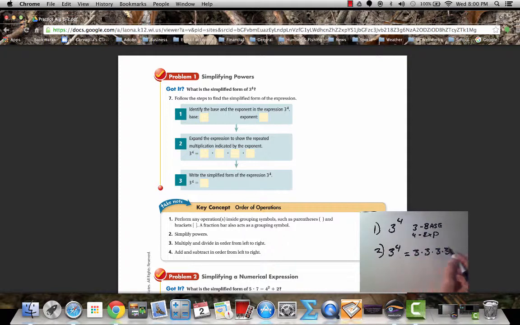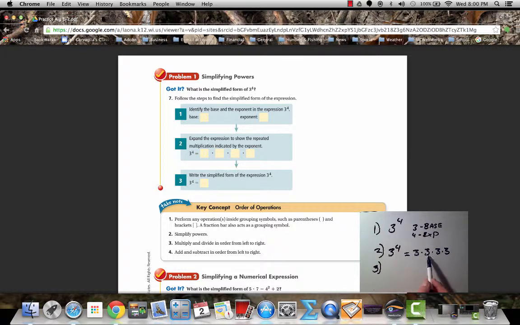1, 2, 3, 4 times we've multiplied 3 together. That's what 3 to the 4th means. And then number 3 asks, what is a simplified form for 3 to the 4th? Well, if we don't have a calculator, then we have to multiply this longhand. But let's figure it out.